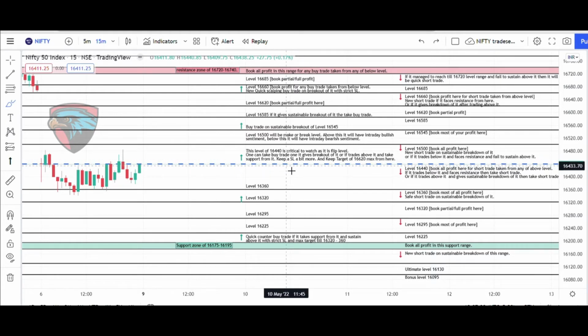So this 440 is a kind of a flip level for intraday. Above this, it will be having a kind of a bullish sentiment. Below this, it will be having a kind of a bearish sentiment. But if it is trading above 16,500, then it will be having a proper bullish intraday sentiment for the Monday.